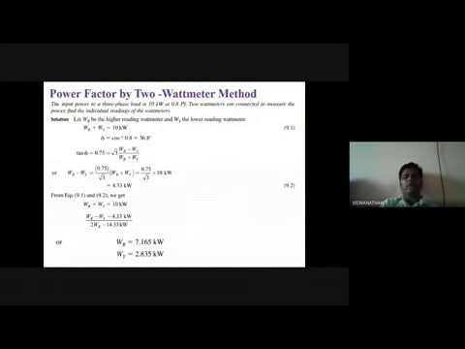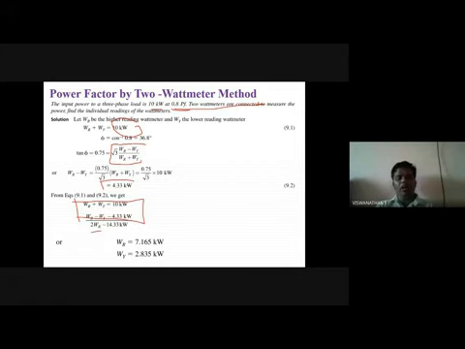Next problem: they are giving the power factor and real power, and they ask for the 2 wattmeter readings, in reverse. They are giving 10 kilowatts. From this they are asking for WR and WY. We calculate this, and from it we get two equations. By solving these two equations I get WR, and from WR I get the WY value.